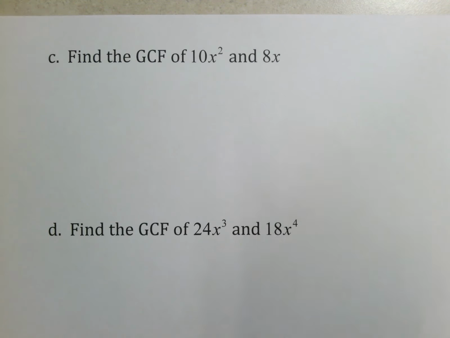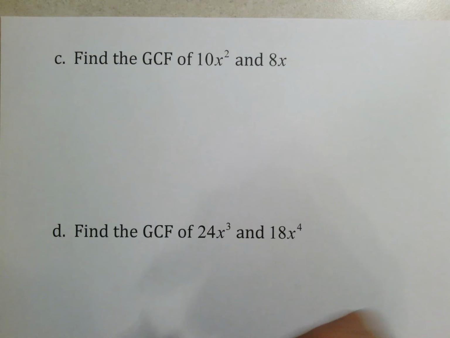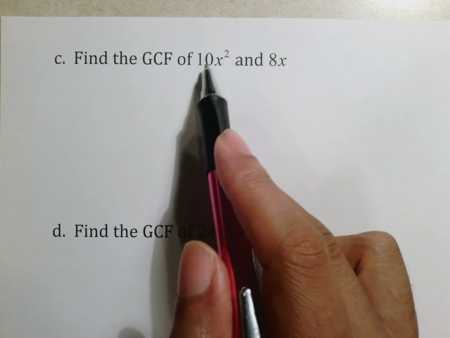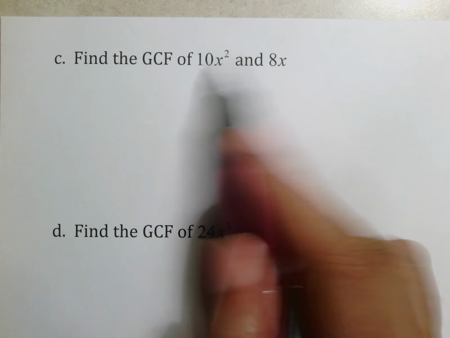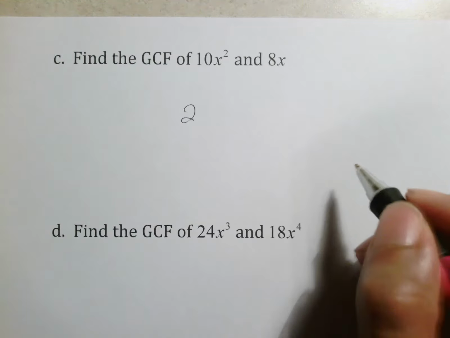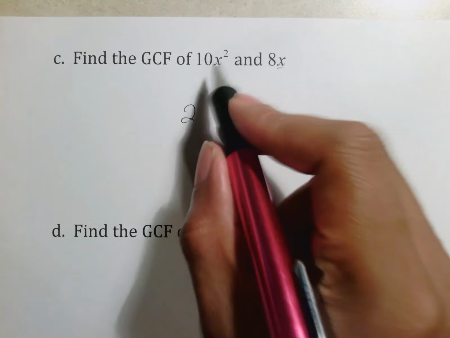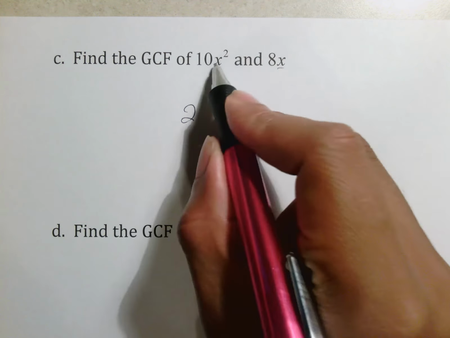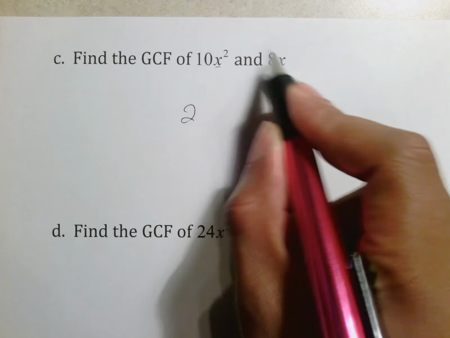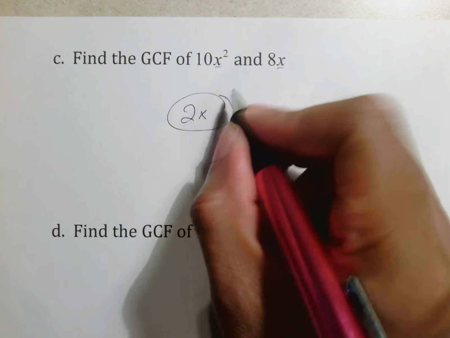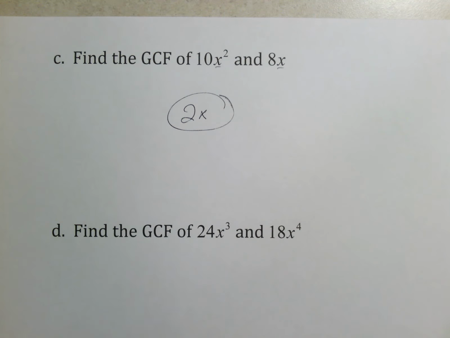I don't think we need to make a factor tree for 10 and 8. Think about the biggest number that you can possibly think of for 10 and 8. I think it's 2. You might want to check 4 just to make sure, but 4 doesn't go into 10. But 10 and 8 can both be divided by 2. And then you look at your x's and you say, how many x's do they have in common? Again, what is the lowest amount of the two? 2 x's here, 1 x there. It means that they have 1 x in common. And so your GCF would be 2x.